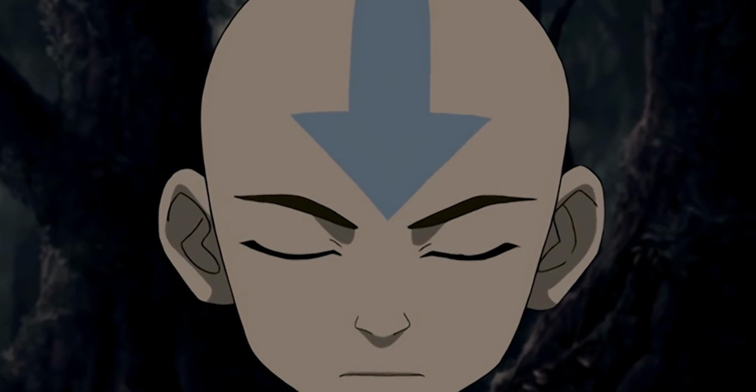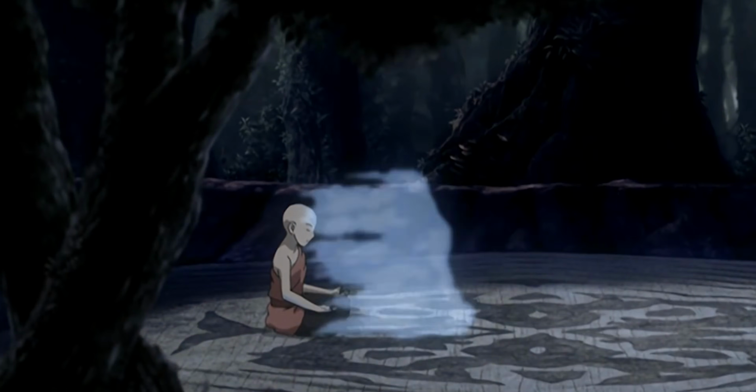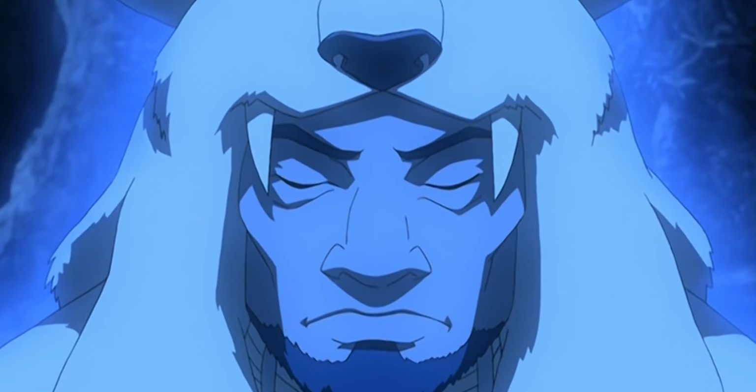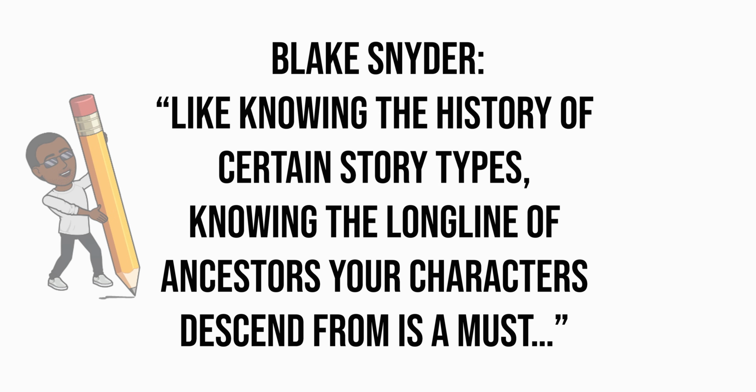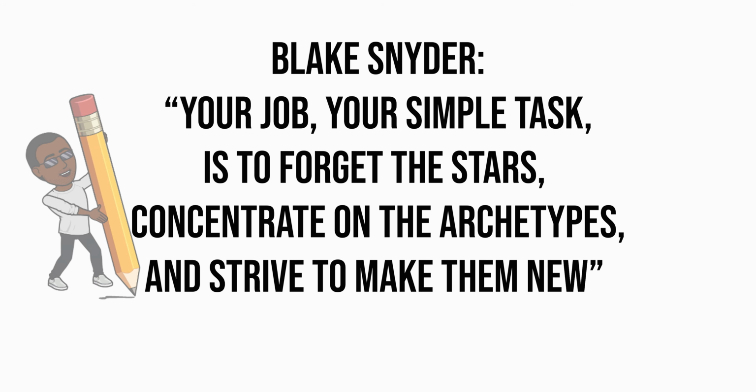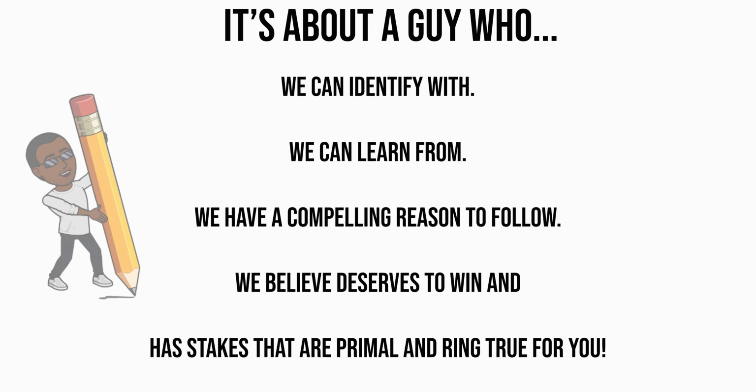He doesn't want us writing with a particular actor in mind. He wants us to really understand the long lineage of heroes our MC descended from. Snyder says, like knowing the history of certain story types, knowing the long line of ancestors your characters descend from is a must. Your job, your simple task, is to forget the stars, concentrate on the archetypes, and strive to make them new. So ultimately, Snyder tells us to create a story about a guy or girl who we can identify with, we can learn from, we have a compelling reason to follow, we believe deserves to win, and has stakes that are primal and ring true for you.